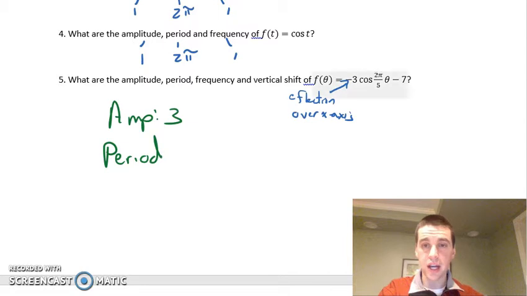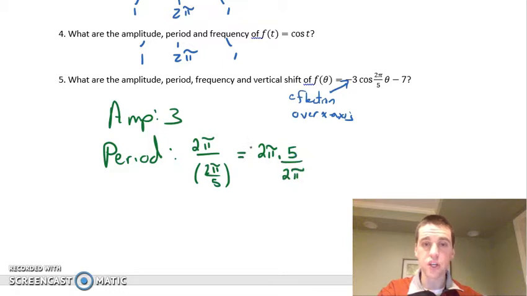Period. Now this is the more difficult part. It's 2 pi divided by your b value, which is 2 pi over 5. Now we just talked about this in the one before that. That equals, since you're dividing, you multiply by the reciprocal, 5 over 2 pi. Those 2 pi's will cancel because you're multiplying, and you're left with 5. Your period is 5, meaning that it takes 5, whatever it is, units to complete one full cycle. Let's skip frequency for right now.